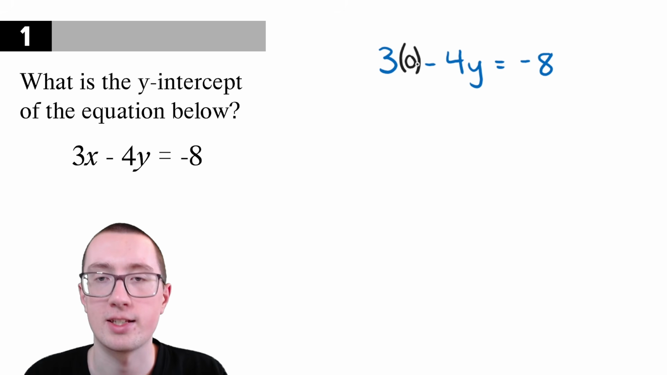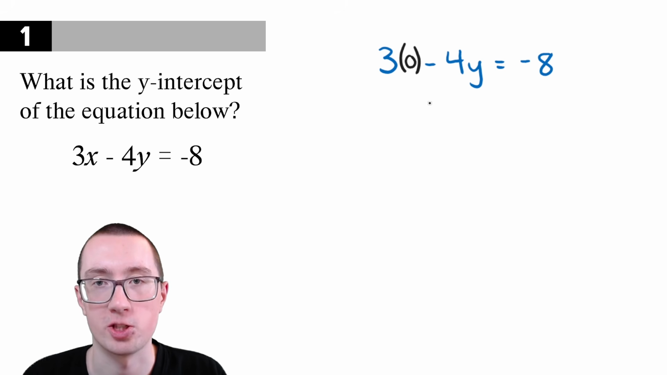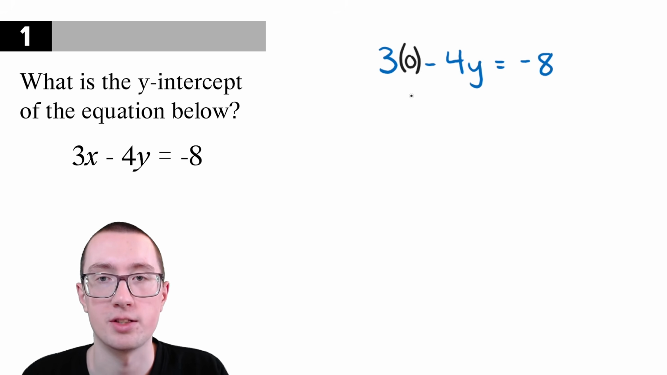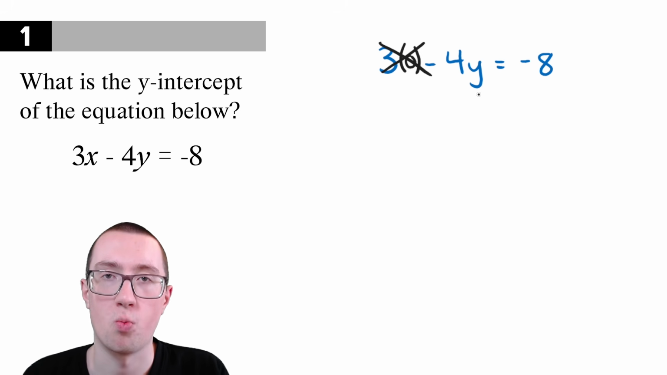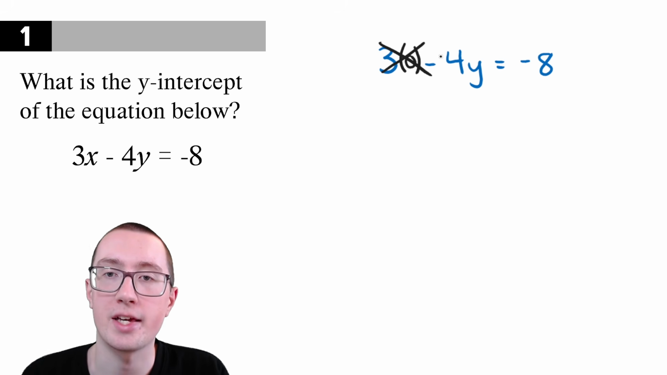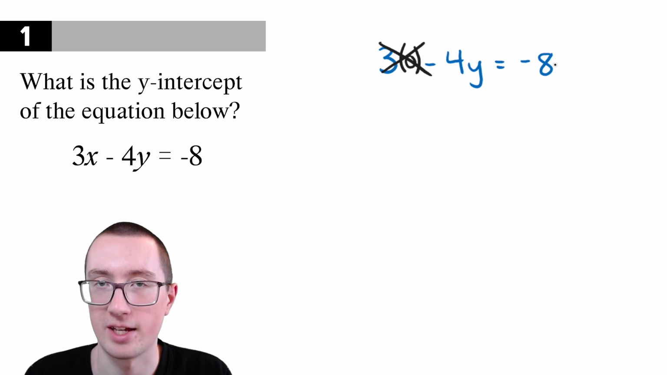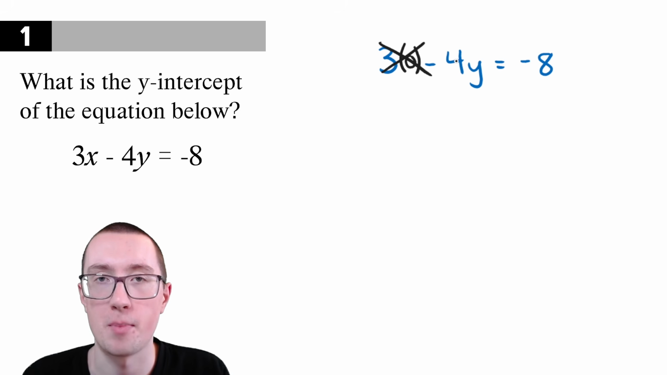So whenever we have two things next to each other in algebra, but we don't have a sign in between, that means multiplication. So 3 times 0 is just 0. So this is going to just cancel out. And now all we have left is a one-step algebra problem. We have -4y equals -8. And that's important. Don't forget minus signs in algebra. Even though we've crossed this out, this minus sign is still attached to the 4y.